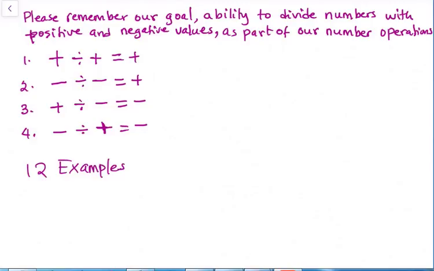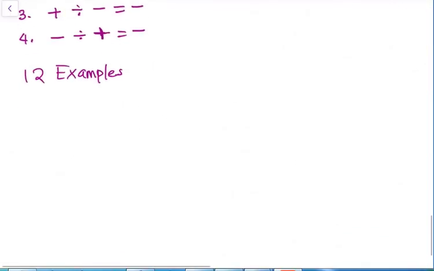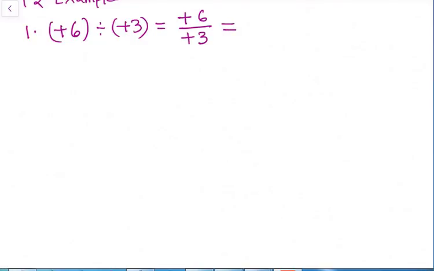So I would like to start with the first one. For the first set, I have +6 divided by +3. So to divide, we can write +6 as the numerator and +3 as the denominator. And if we divide plus by plus, it's going to give us plus. And 3 will go in 6 twice. So that gives us +2.